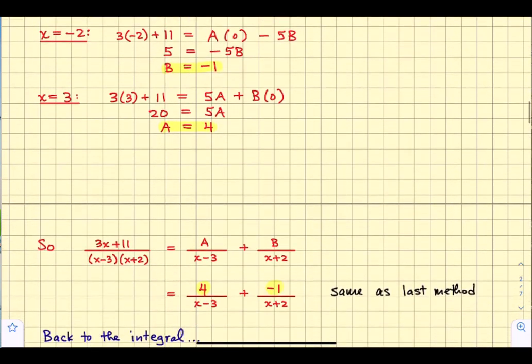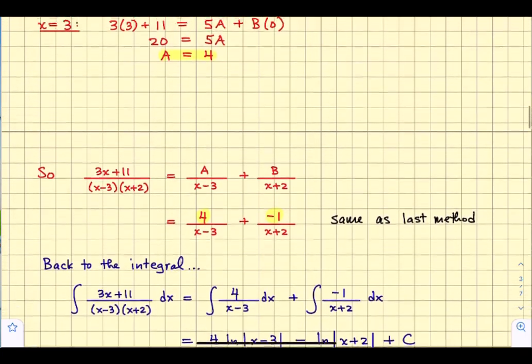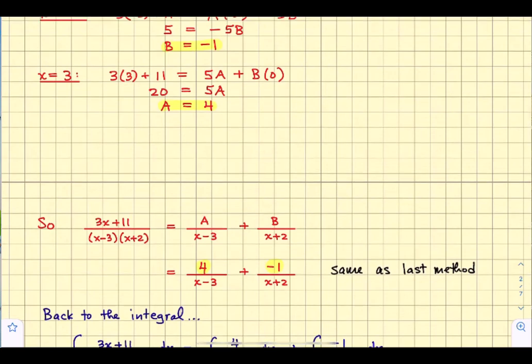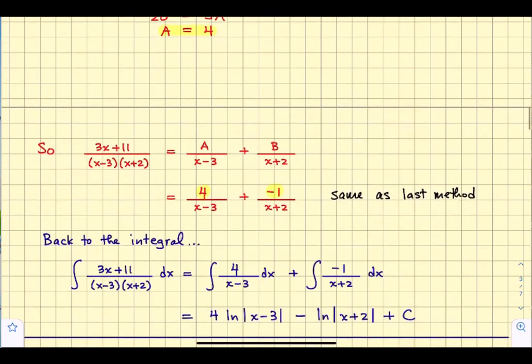At the end of the day, we just need to know what the template was, and then we need to find the values for the constants, whichever method we choose. When we find the values for the constants, then we have the partial fraction decomposition. Now, back to the calculus.